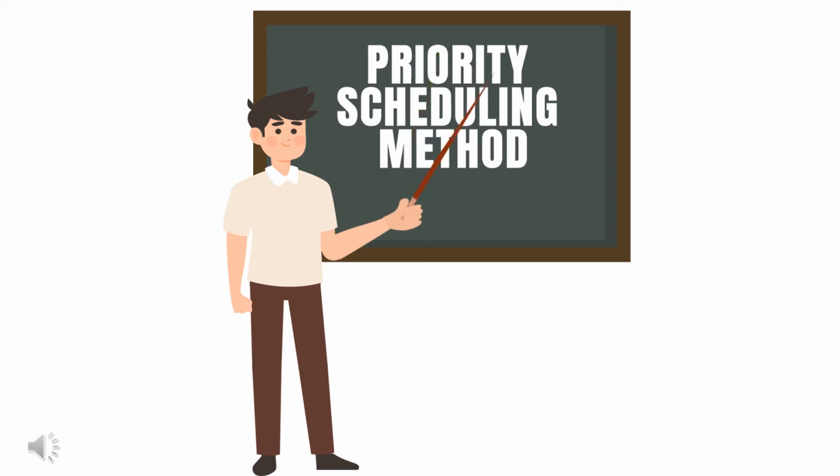Now we're going to discuss together priority scheduling. In priority scheduling, each process has a priority, which is an integer value assigned to it. The smallest integer is considered the highest priority, and the largest integer is considered the lowest priority. So here the process with the highest priority gets the CPU first.